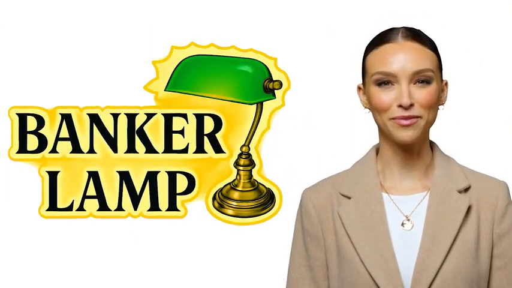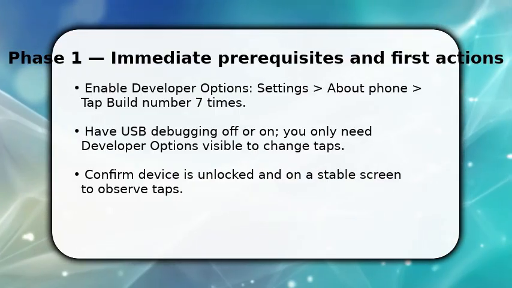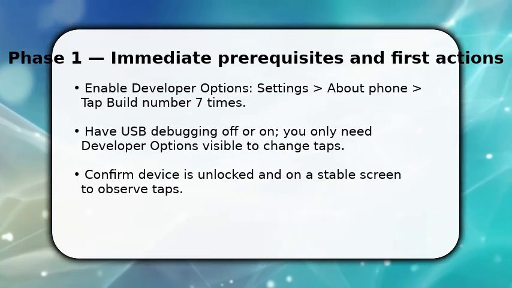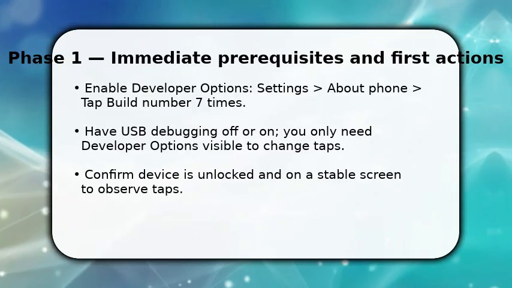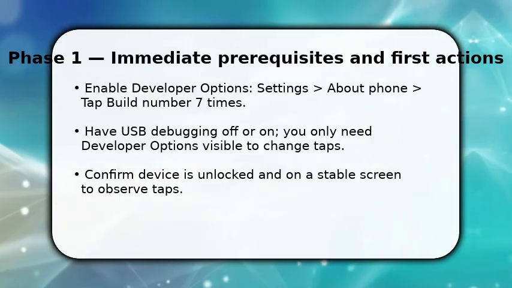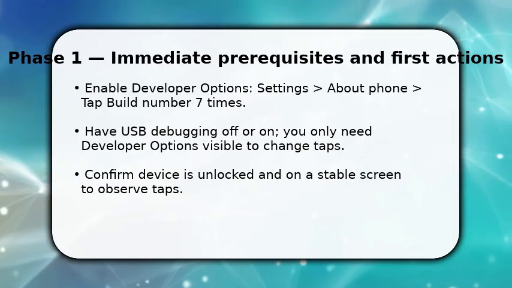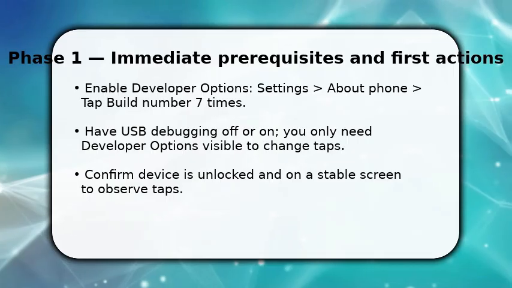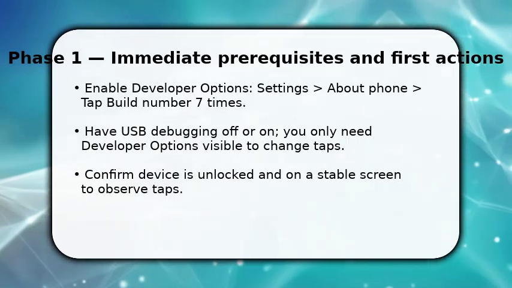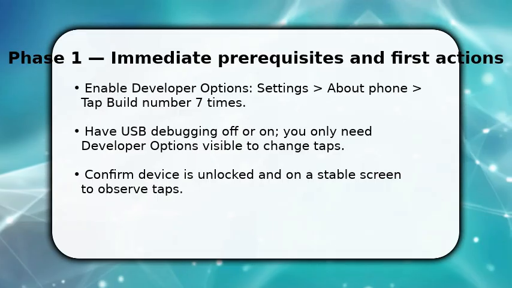Please enjoy the video. You already have the essentials: developer options unlocked and a device you can interact with. First actionable step: open Settings, go to System or About Phone, then open Developer Options. Once inside, look for the toggle labeled Show Taps or Show Touch Points. Flip it on, you'll immediately see a small white dot appear when you tap.